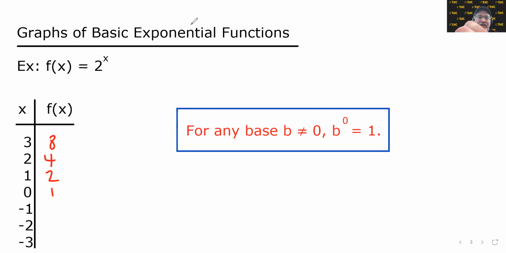Okay, so what about the next number, f of -1? Well, if we put it into the function, we get 2 to the -1, and people's instincts will say -2.